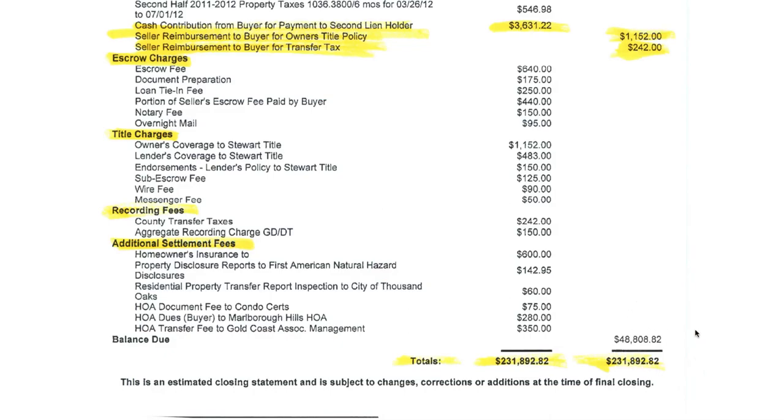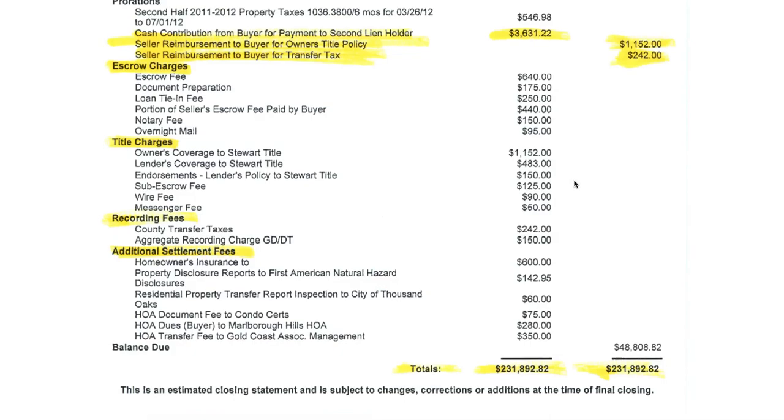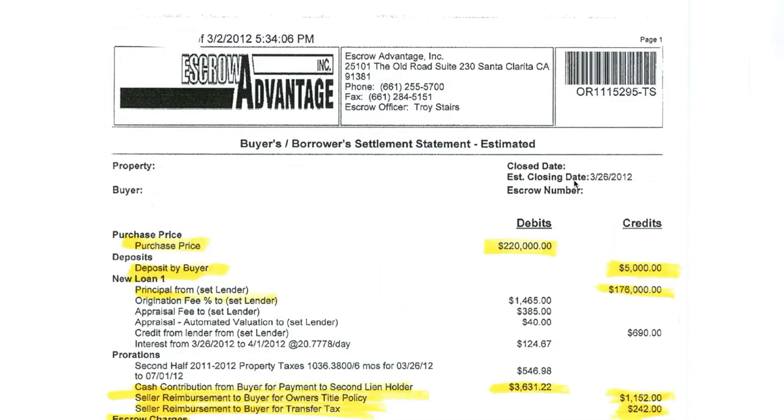This number is going to be given to you towards the close of escrow, and it's your responsibility to get that money into escrow either via a cashier's check or a wire transfer into escrow from your account. So in case you're wondering, how do I know how much money I need to bring in at the time of closing? Well, you get a statement like this from escrow that breaks down everything step by step, and then it'll tell you how much is left owed for you to bring in. Okay? So that's the buyer's settlement statement.